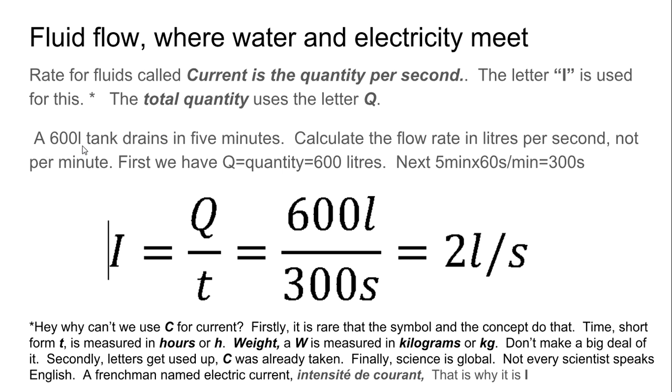Trying a simple example. A 600-liter tank drains in 5 minutes. Calculate the flow rate in liters per second, not per minute. So first of all, what were we told? We were told the quantity is 600 liters. Next, we were told 5 minutes. But 5 minutes times 60 seconds in a minute is 300 seconds. So this makes sense. 600 liters in our tank came out in 300 seconds. We had a flow of 2 liters per second.